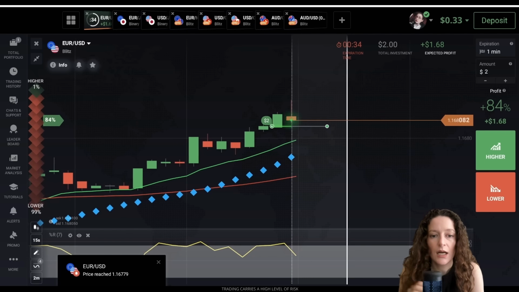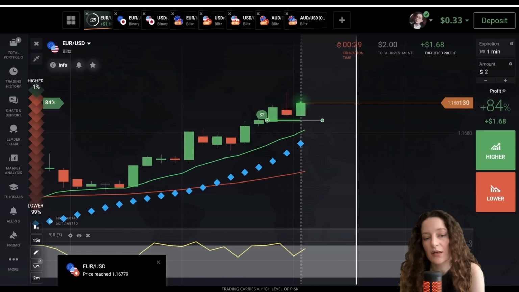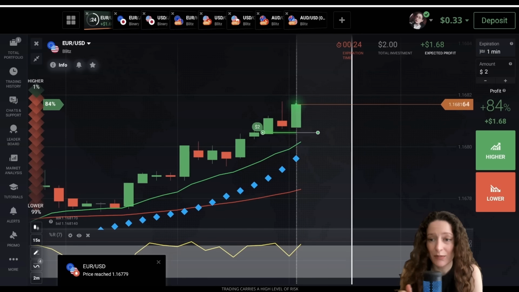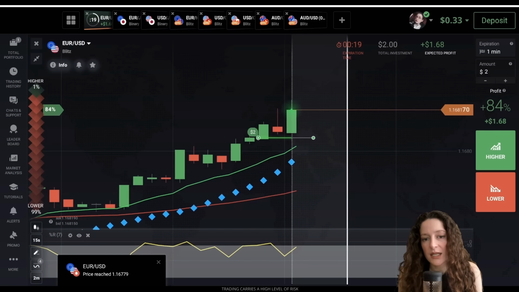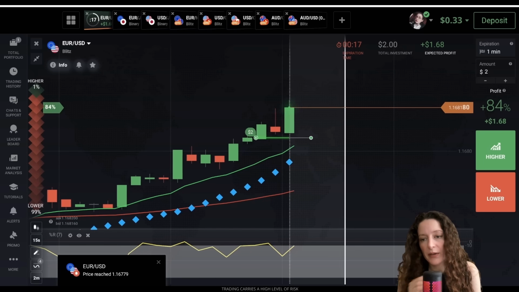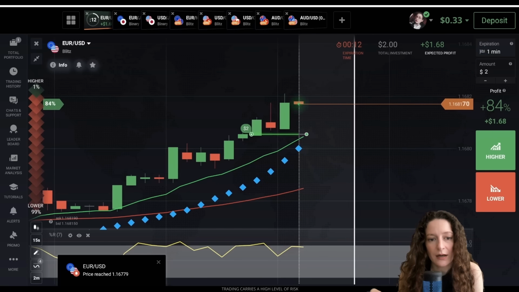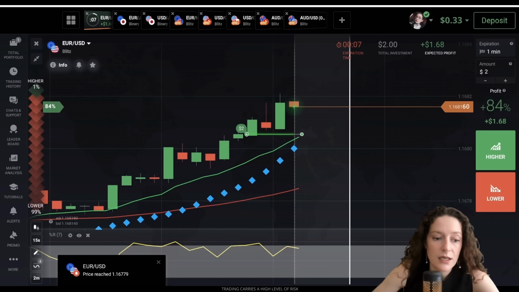For example, when I enter a trade in an upward direction, the blue marks of the Parabolic SAR must be below the candles, and it doesn't matter how many marks are there. The main factor is that they have to be below the candles. I think I'm out of time, and I will tell you about signals of the other two indicators in the next trades.